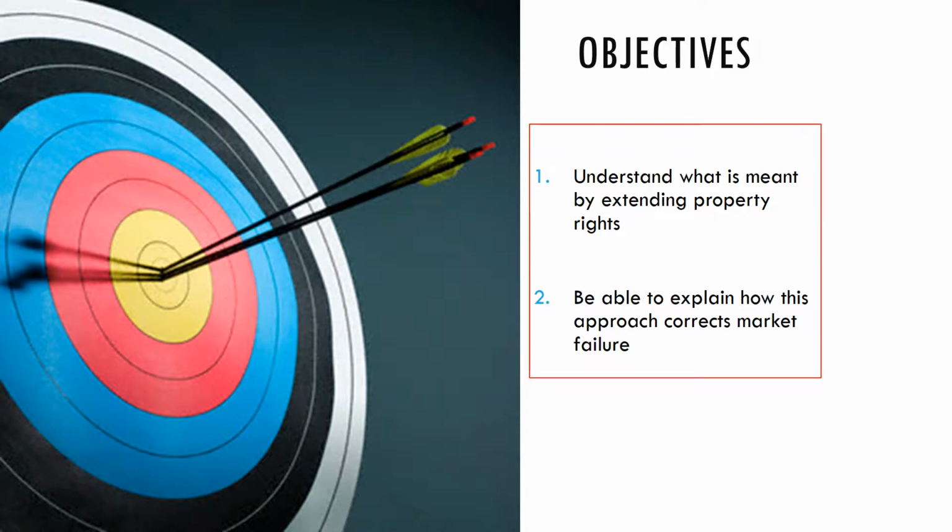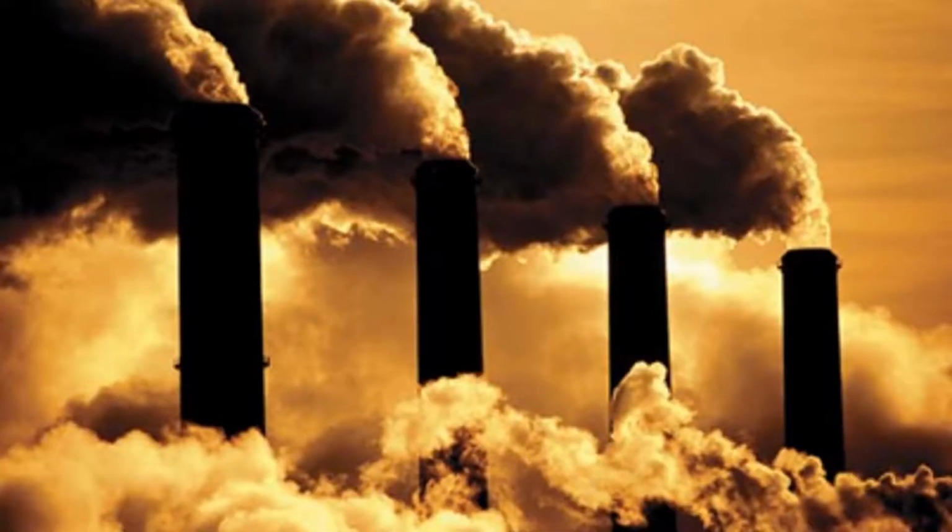So in this video we're going to look at what is meant by extending property rights and how this approach might correct market failure. So the market failure that we're going to talk about here is pollution or using a resource unsustainably. So here we have a dirty power station and it's polluting the environment. It's doing damage to the environment.